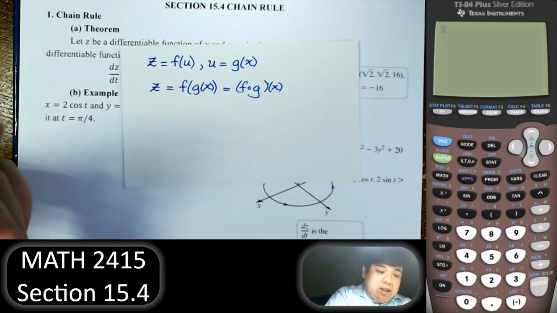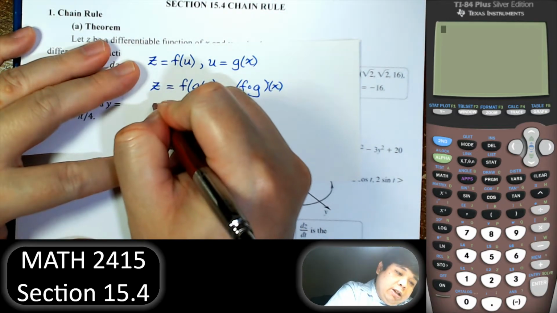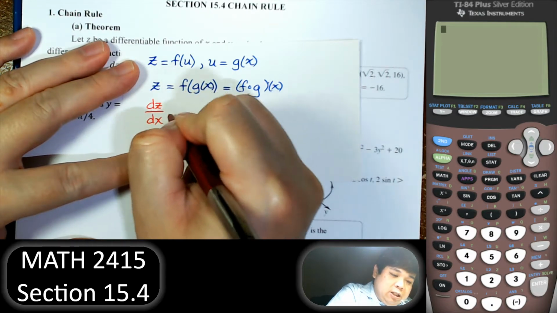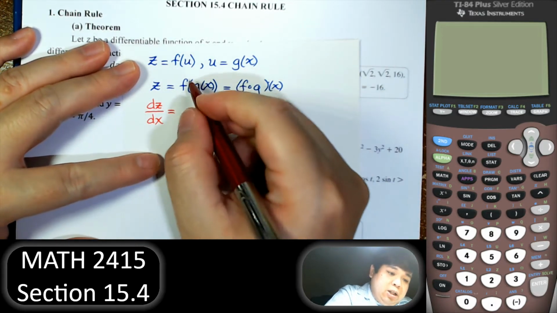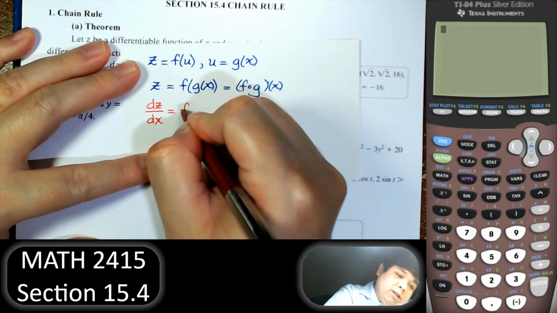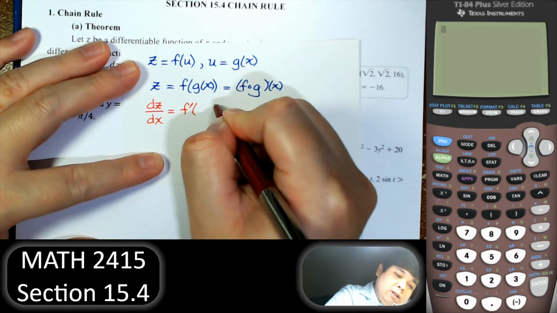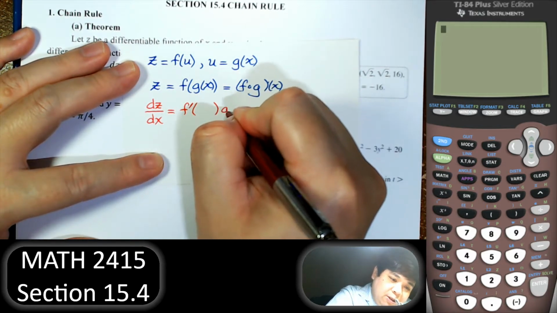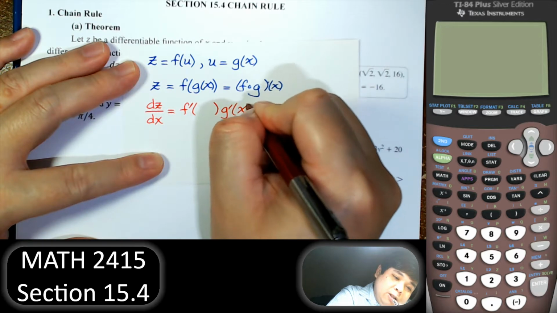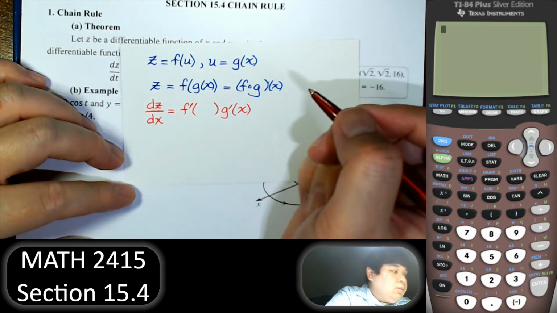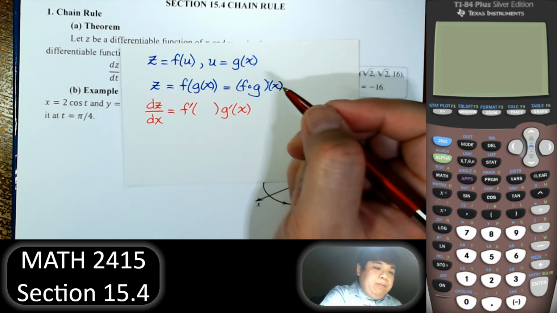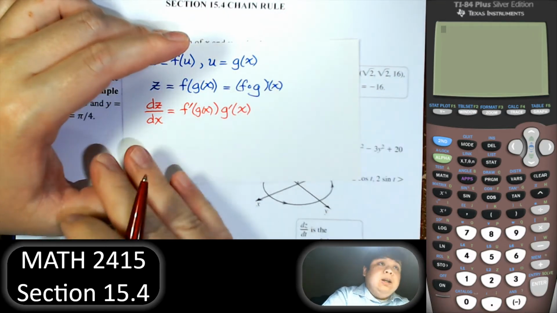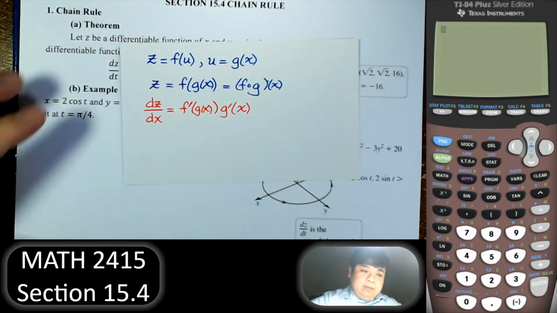And with that structure, the derivative of z with respect to x is going to be derivative, and then derivative of the parentheses. Right. So that is the chain rule in Cal 1.